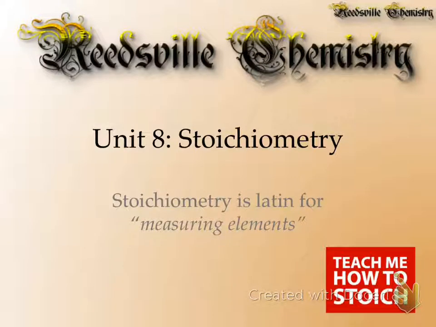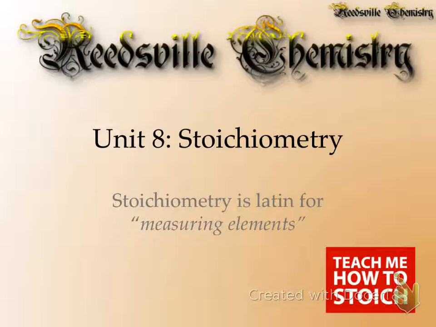All right, so welcome to Unit 8. This unit's called stoichiometry, which is like a big weird word. It just really means measuring elements. It's Latin for measuring elements. When you hear the word stoichiometry, a lot of students often think chemistry math. So that kind of scares people.